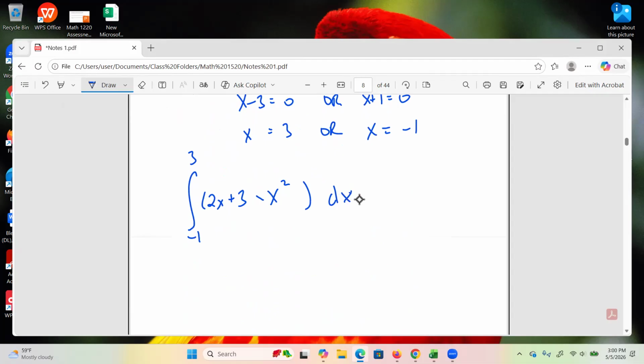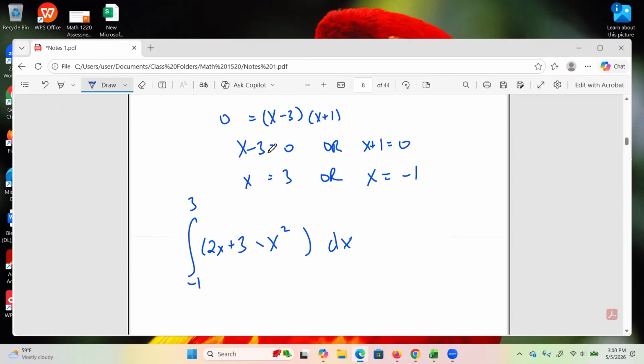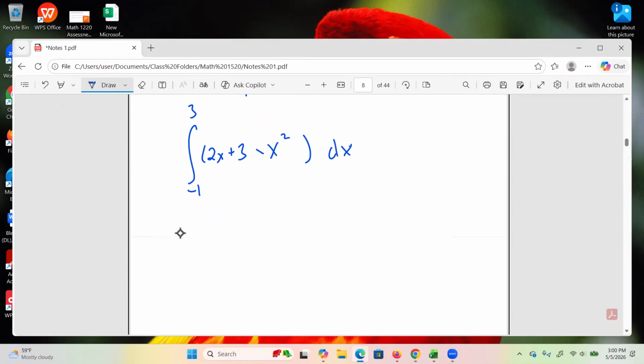One of the things that I would like to do is put these in either ascending order or descending order, just so that my calculus turns out to be a little bit prettier. So we're going to say this is -1 to 3. And I just changed the versions around. I'm going to put my negative sign at the end. So we have 3 plus 2x minus x squared. And we're just going to integrate like this.